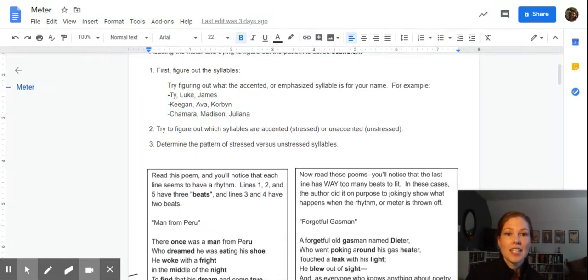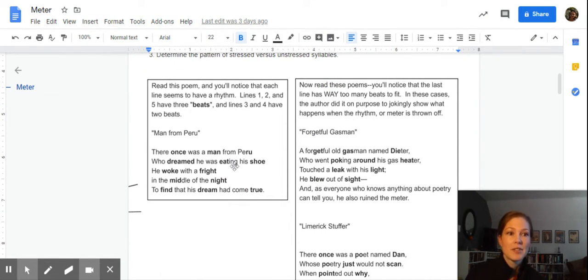So let's take a look at these poems, and you'll notice that limericks have a certain beat to them, and they have a certain pattern too that they have to follow. In these, you'll notice that lines 1, 2, and 5 rhyme, and they have three beats, three accented syllables. And lines 3 and 4 have two beats or two accented syllables. So it should sound like this. And you can kind of nod along almost with it.